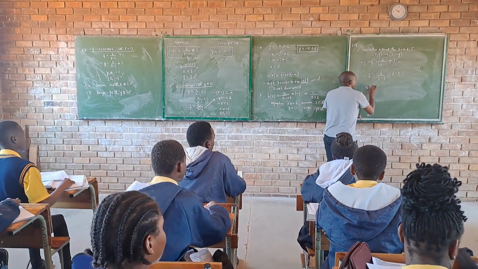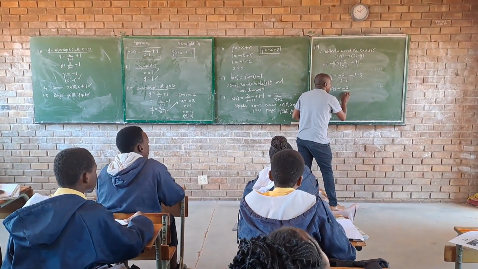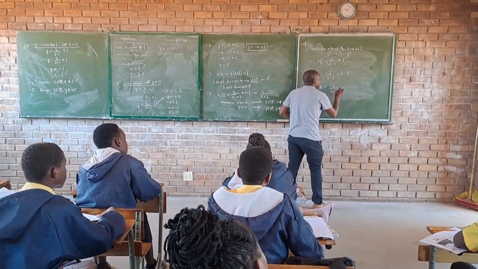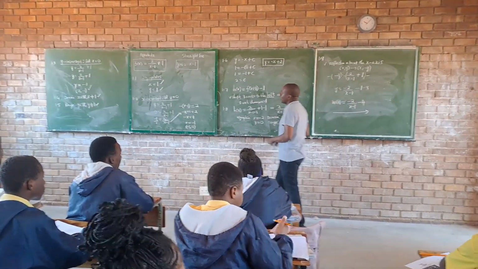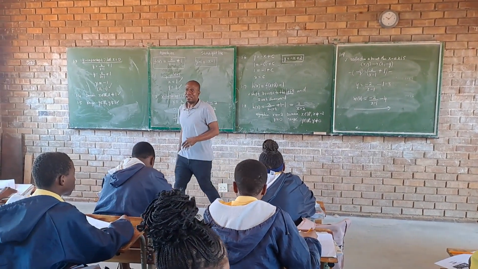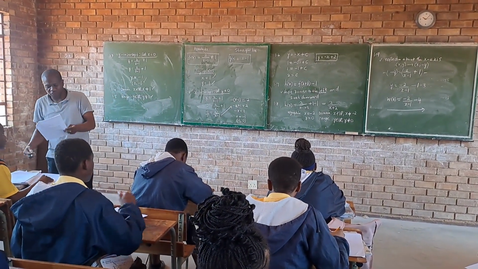So what will be the equation of w? Negative 2 over x minus 1, minus 4. That is the equation of w.